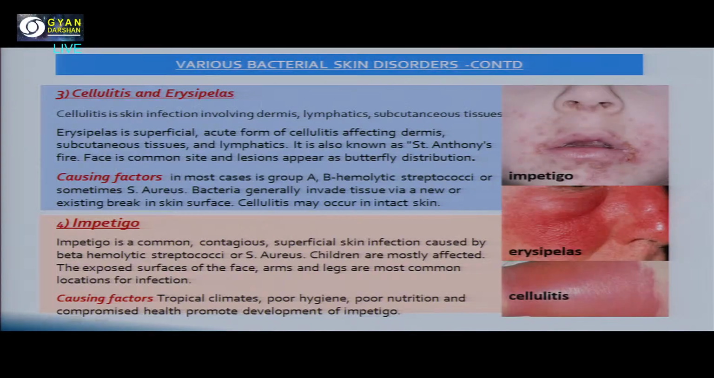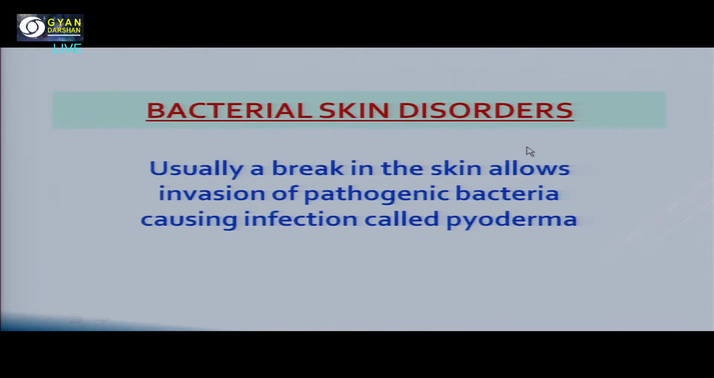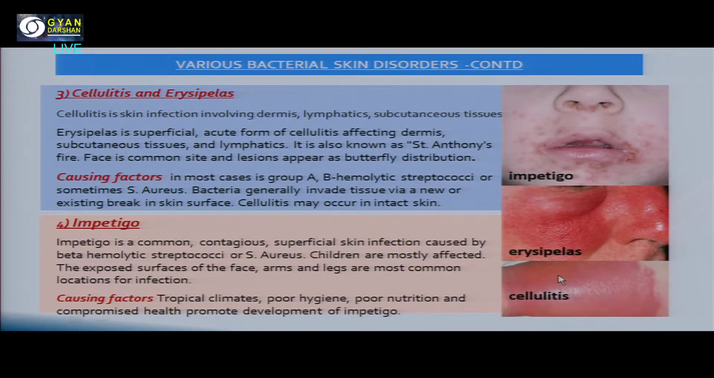The other one is what we know as cellulitis and erysipelas. Cellulitis, as you know, is an infection which involves the dermis, lymphatics, and subcutaneous tissue. Erysipelas is a superficial acute form of cellulitis. You can see these in photographs. These photographs show cellulitis and the other is known as erysipelas.